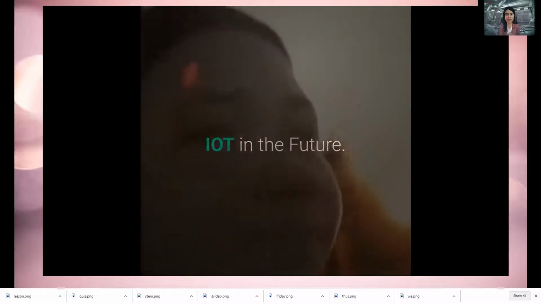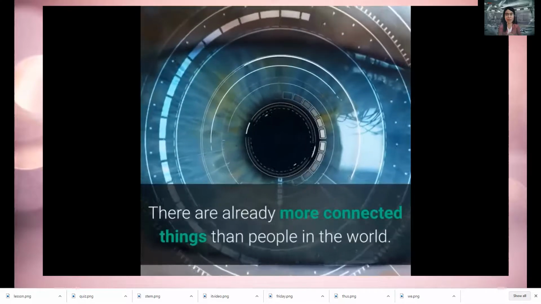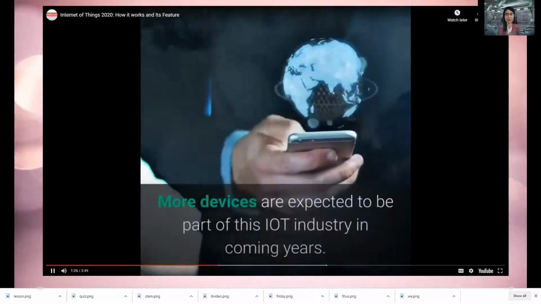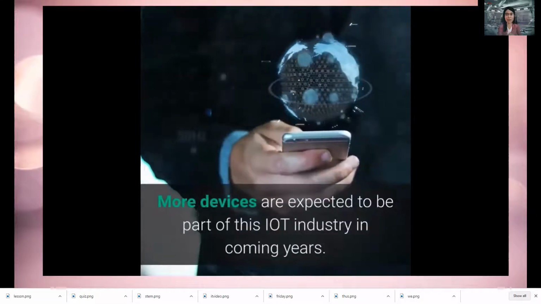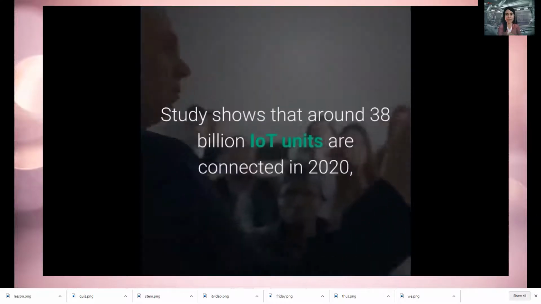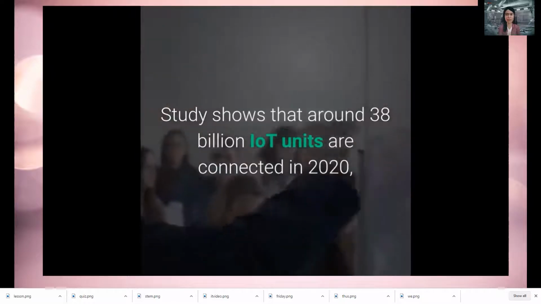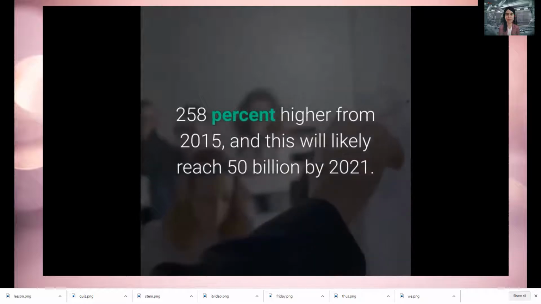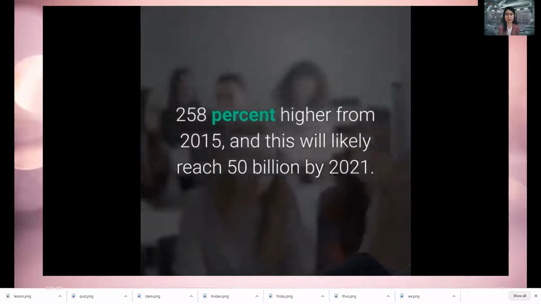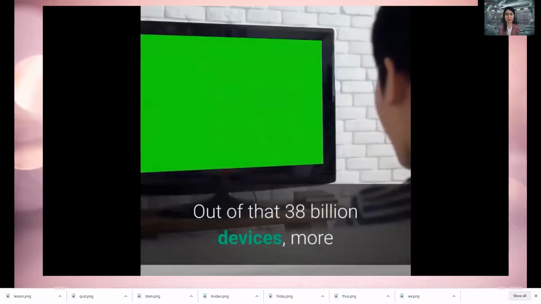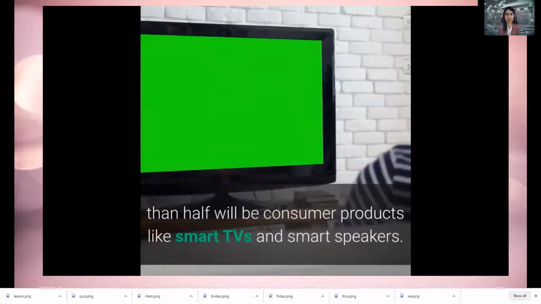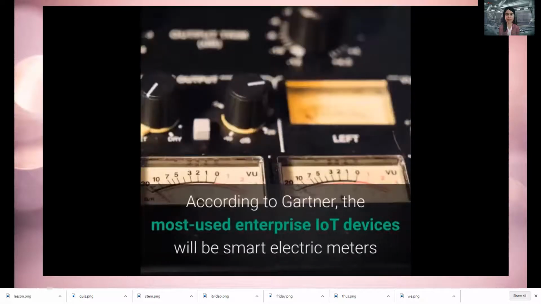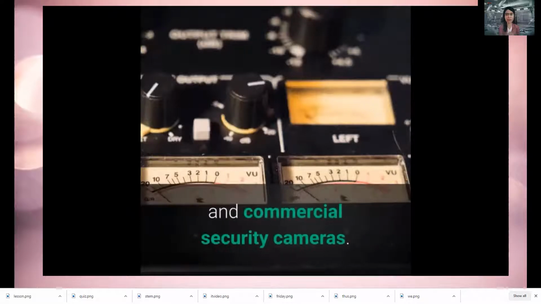IoT in the future. There are already more connected things than people in the world. More devices are expected to be part of this IoT industry in coming years. Study shows that around 38 billion IoT units are connected in 2020, 258% higher from 2015, and this will likely reach 50 billion by 2021. Out of that 38 billion devices, more than half will be consumer products like smart TVs and smart speakers. According to Gartner, the most used enterprise IoT devices will be smart electric meters and commercial security cameras.